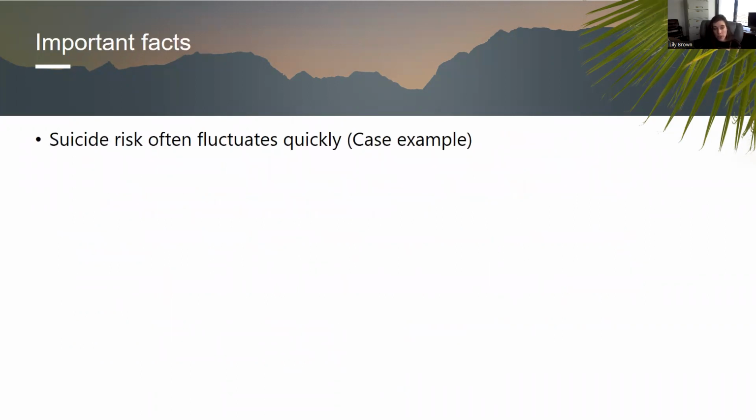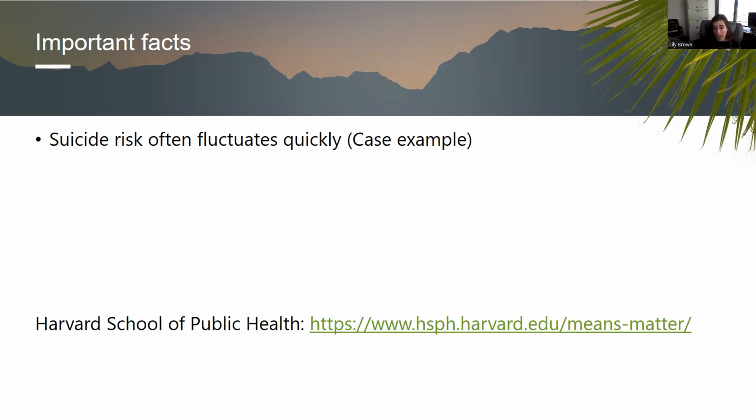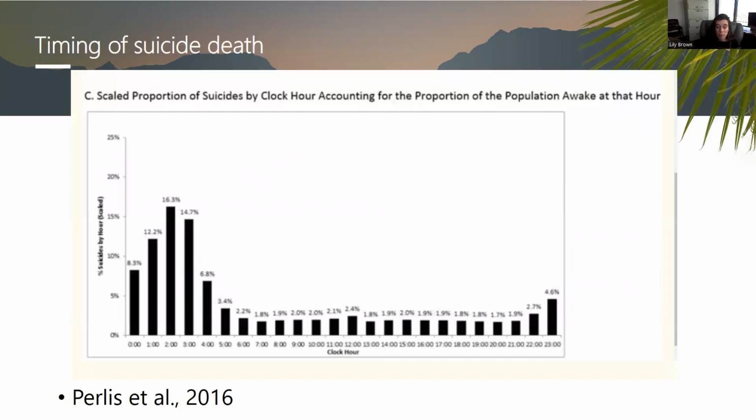We also know that suicide risk can fluctuate quickly. So it's not like there are low risk people and high risk people. A person who might be at high risk today might look lower risk tomorrow, and then the next day might be at higher risk again. There's a lot of data to back this up, including data from my own lab and from the labs of other people here at Penn and elsewhere.